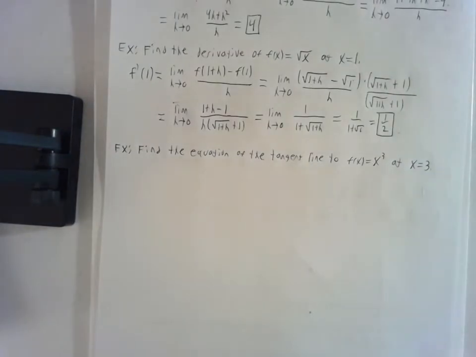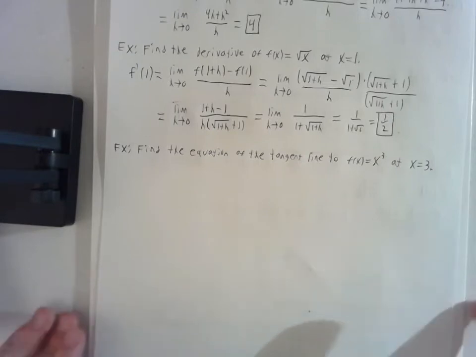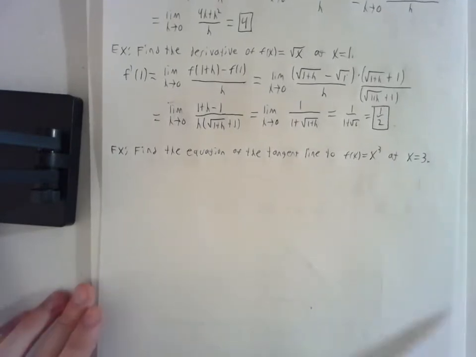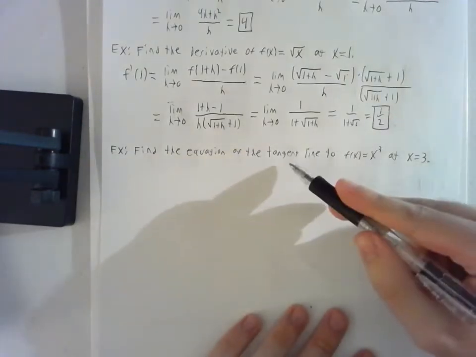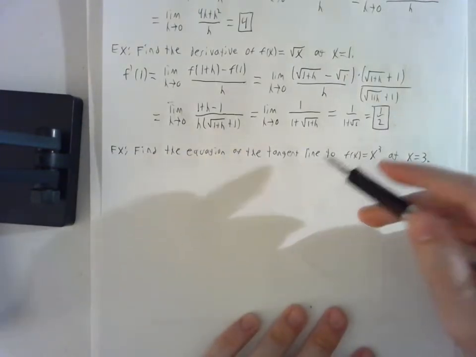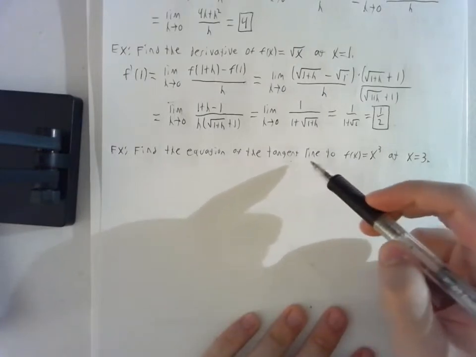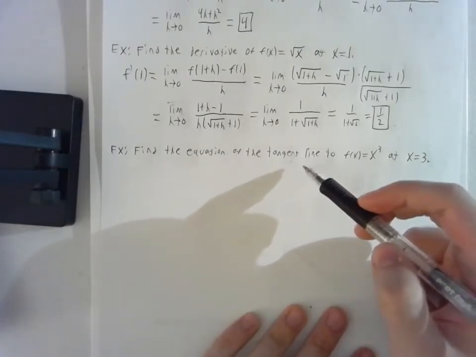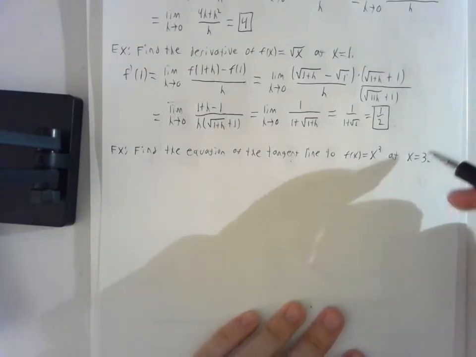Okay, so we saw when we defined the derivative that the derivative at a point is going to give us exactly the slope of the tangent line at that point. So to find the slope of this line, which we'll need in order to find its equation, we're going to want to find the derivative of this function at x equals 3. So let's do that first.